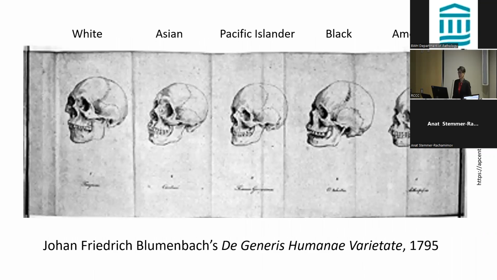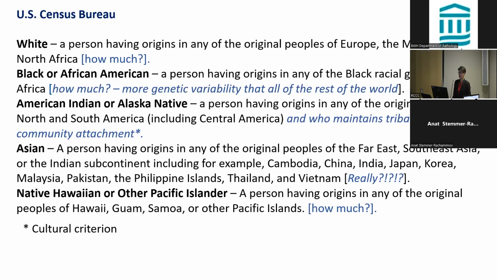So as I mentioned, racism preceded race. Here we have from the 18th century, Johann Friedrich Blumenbach's classic categories of the races of man. And if we jump forward 200 years, you will see that not much has changed. So these are the categories that are used not only by the census, but we can see this in databases such as SEER. So we have, for example, white, a person having origins in any of the original peoples of Europe, the Middle East, or North Africa. And the question here is how much? At what point is one considered white?